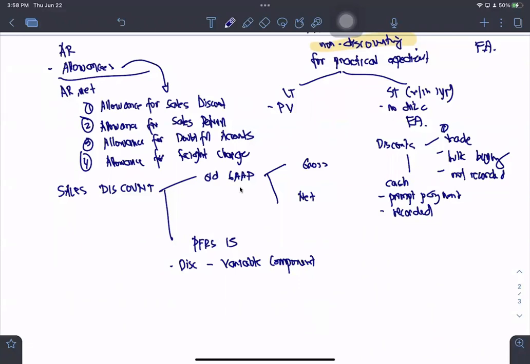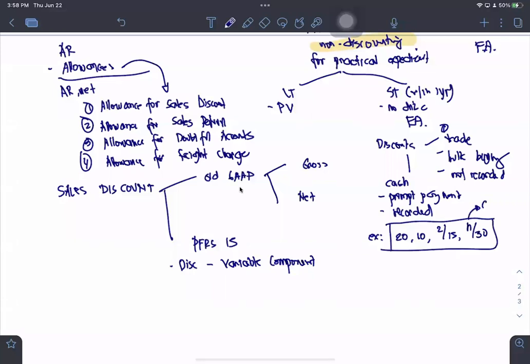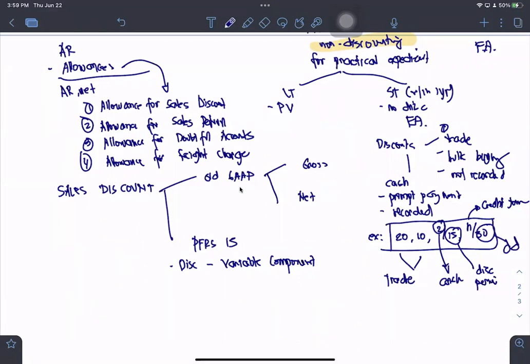So let's say, for example, you are given the following: 20, 10, 2/15, n/30. This whole item is known as your credit term. While the 20/10 here is known as your trade discount, the 2/15 here is known as your cash discount. 15 is the discount period, and the n/30 is the due date. So the 20/10 will not be recorded, but the 2/15 can be recorded.